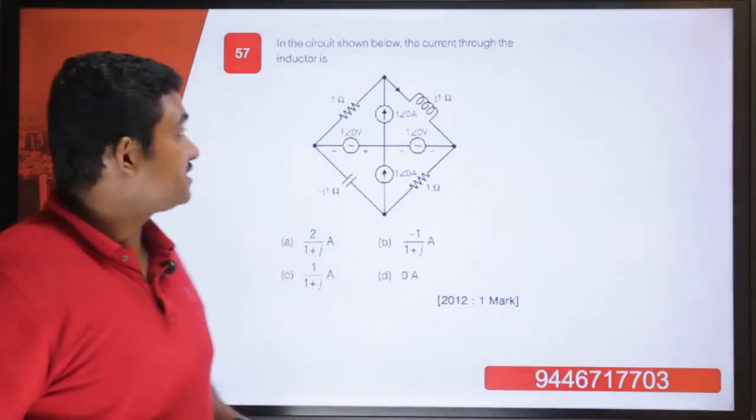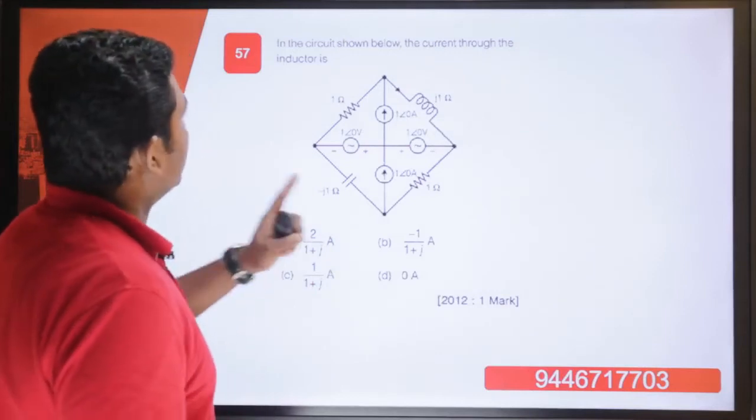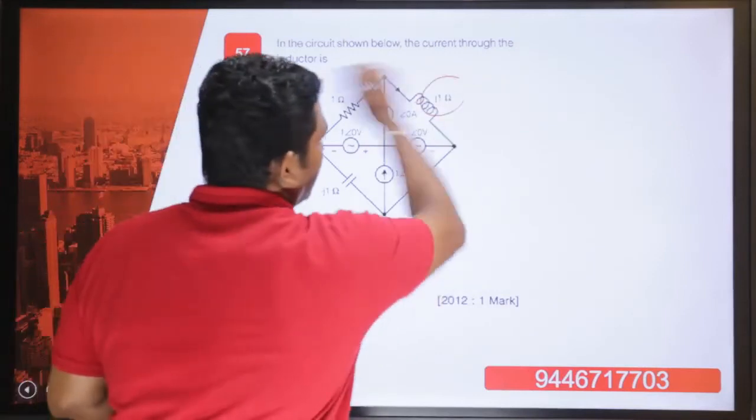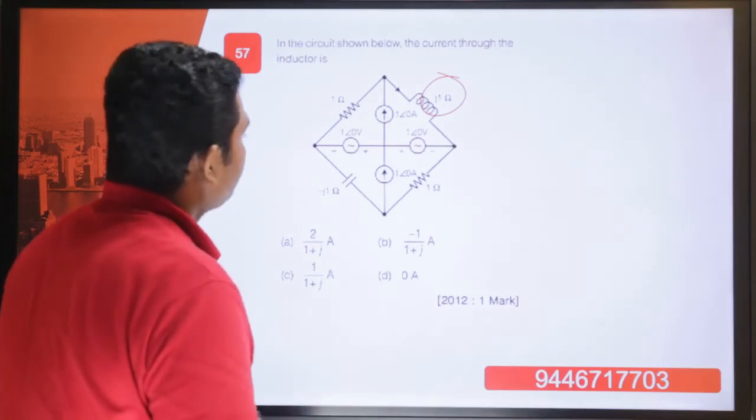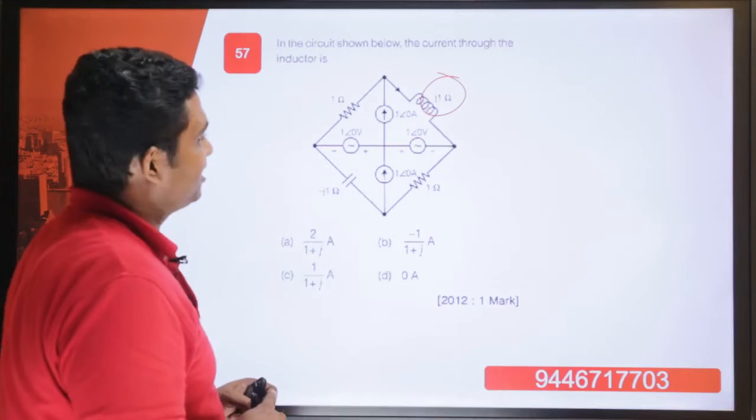Continuing with question 57. Moving into question number 57. In the circuit shown below, we will have to find the current through the inductor, J1. A combinational circuit in the form of a bridge is given.